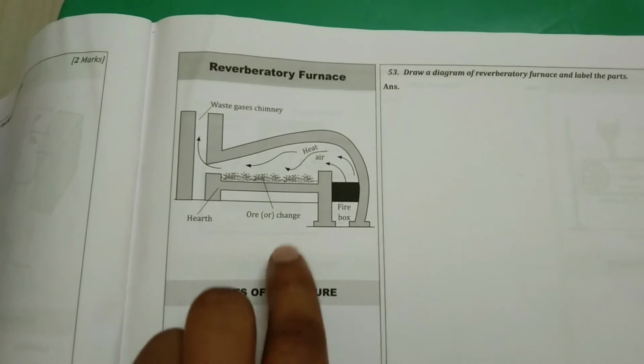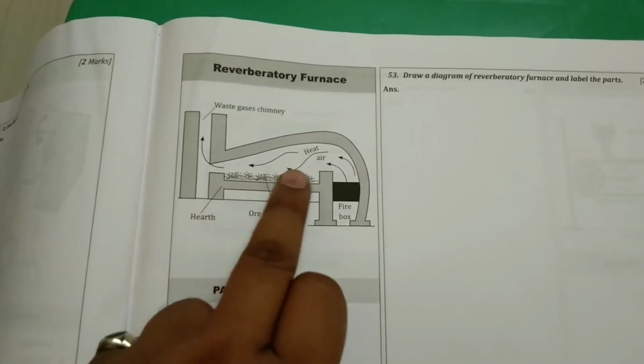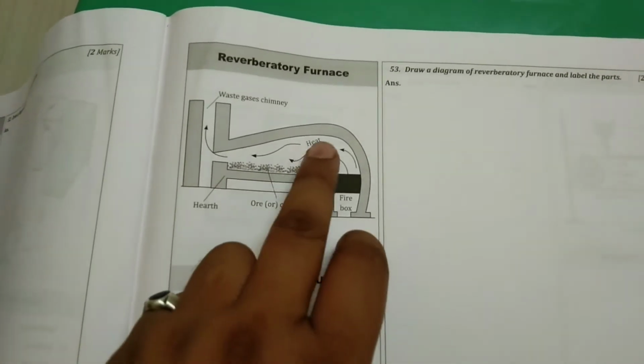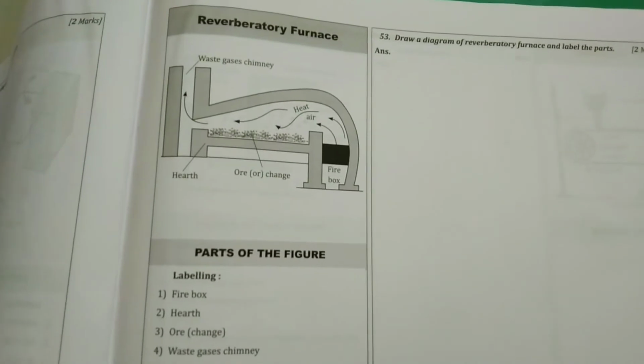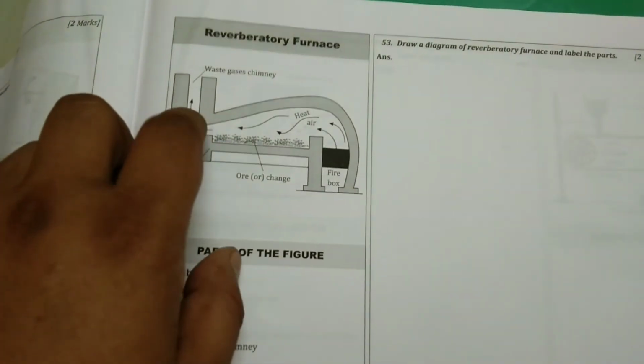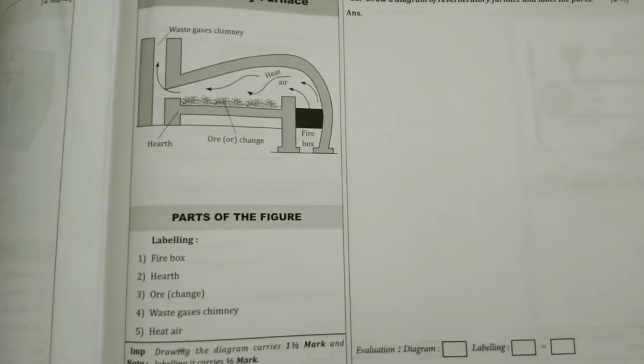We have here the firebox and hearth. This part is the hearth, where we keep the ore, and also this is the heat here, and the waste gases chimney. This is the waste gas chimney, right? So you need to do labeling as well.